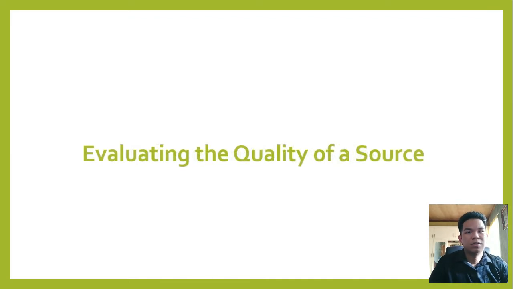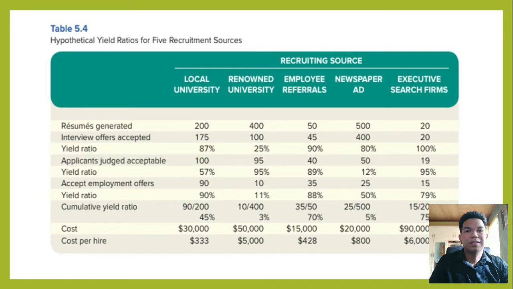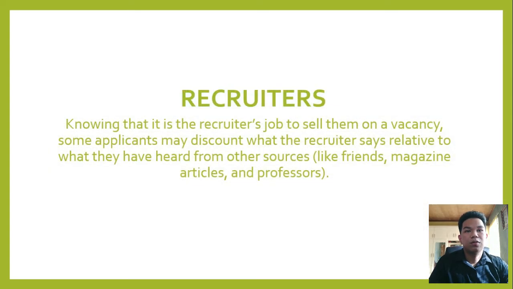Evaluating the quality of a source is where the employers check the quality of their sources. To accomplish this, they should be able to compare and develop yield ratios, expressing the percentage of potential employees who moved on to the next stage of recruitment. Different sources have to be compared by their yield ratios, so employers would know which is the most efficient and effective way of getting applicants.